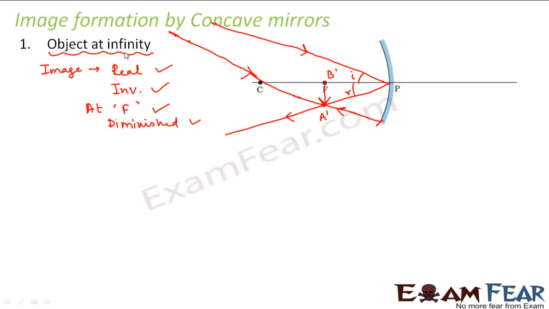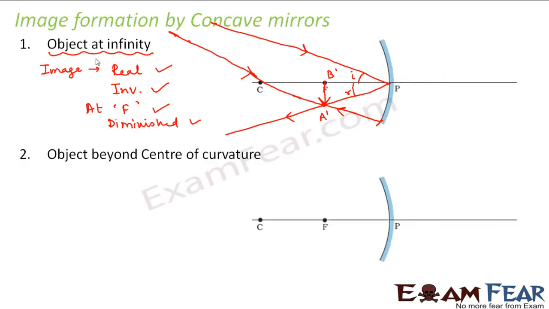So we can say that if an object is placed at infinity in front of a concave mirror, what happens? An image will be formed at the principal focus of the concave mirror, and the image will be a real image, inverted image, and a diminished image.